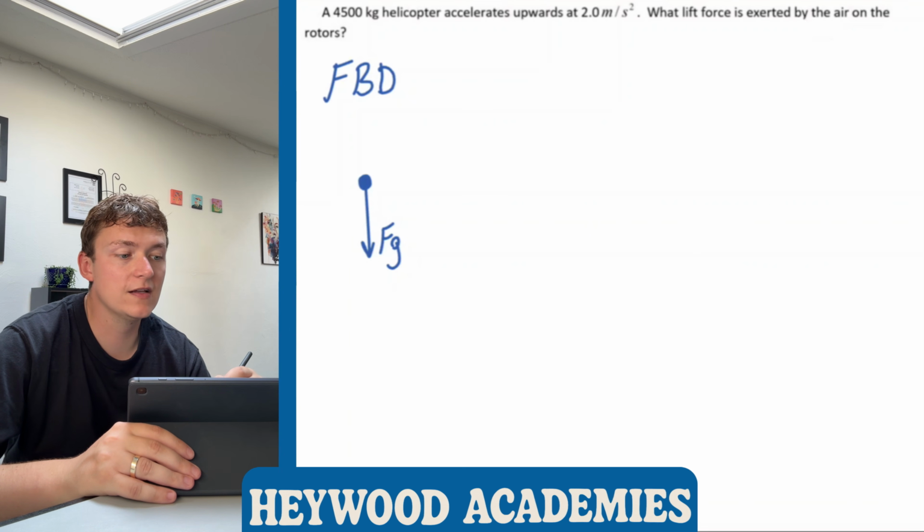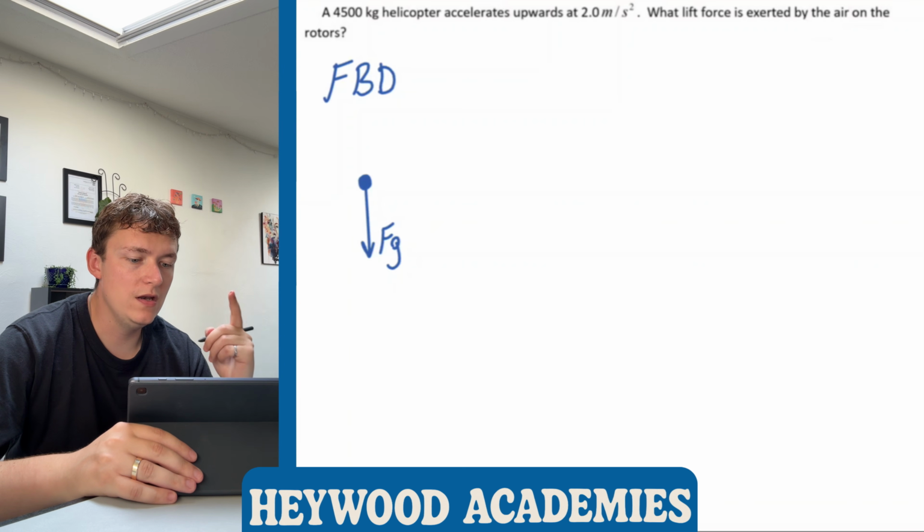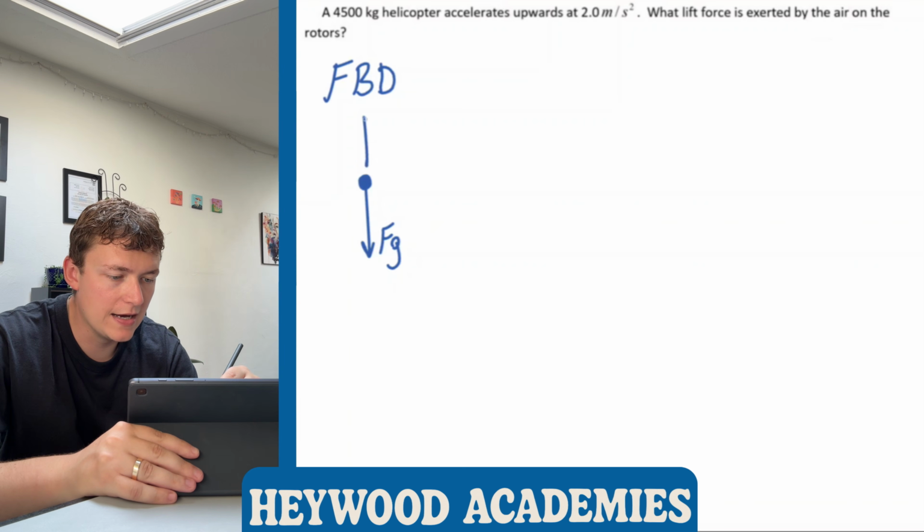It tells us that there's a lift force exerted by the air. The other reason that we know that there has to be another force going up is because of that F net equation.